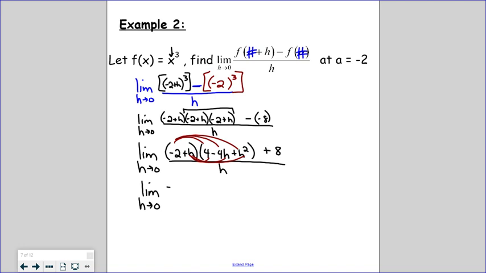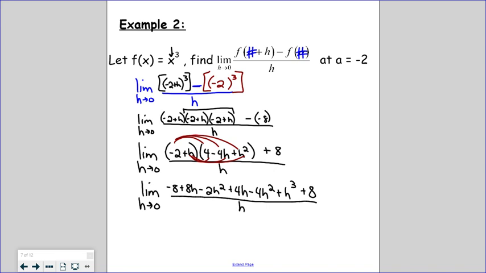Negative 2 times 4 is negative 8. Negative 2 times negative 4h would be 8h. Negative 2 times h squared would be negative 2h squared. And then I do the same thing with h. h times 4, h times negative 4h would be negative 4h squared. h times h squared would be h cubed.